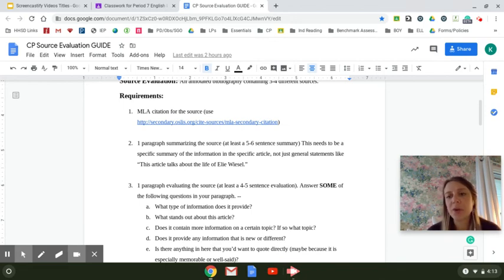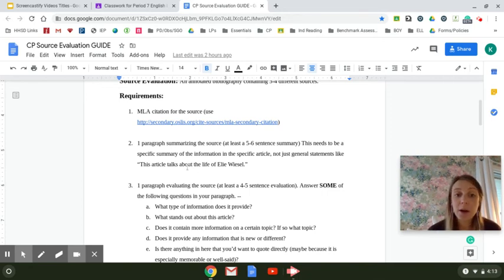So try to avoid general statements. For example, this article talks about the life of Elie Wiesel. Yes, I'm going to assume if your topic is Elie Wiesel and you have a source, I'm going to assume it talks about him, but be more specific. Use your words wisely. So you might say, this article talks about Elie Wiesel's early childhood, or this article talks about when he won the Nobel Peace Prize.